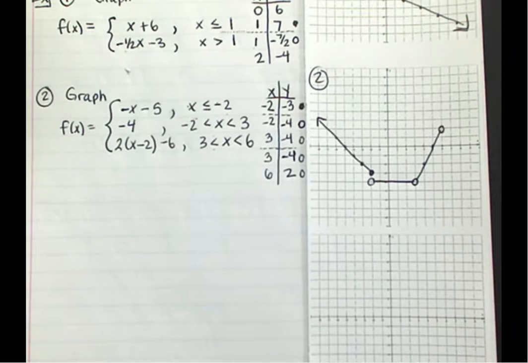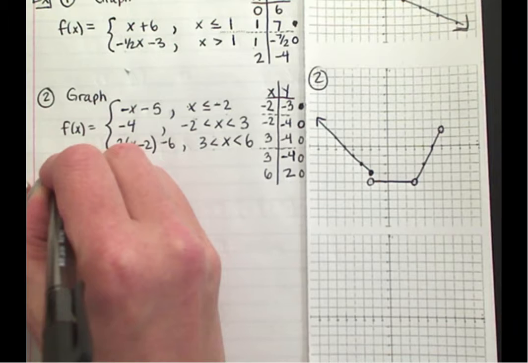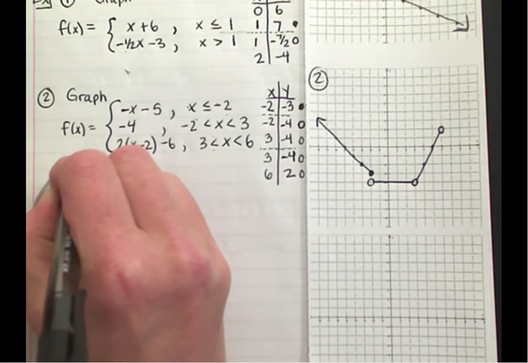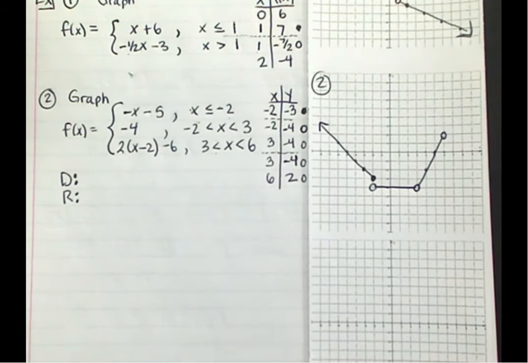Three pieces. Okay. Follow-up question. What's the domain? What's the range? Right? Characteristics don't disappear just because we have a new graph. Question or answer? Question. Yes.